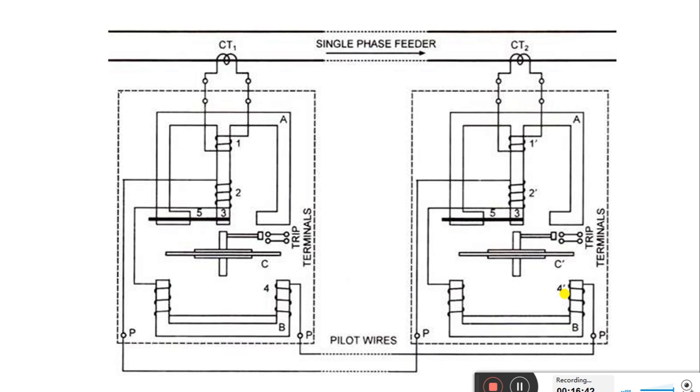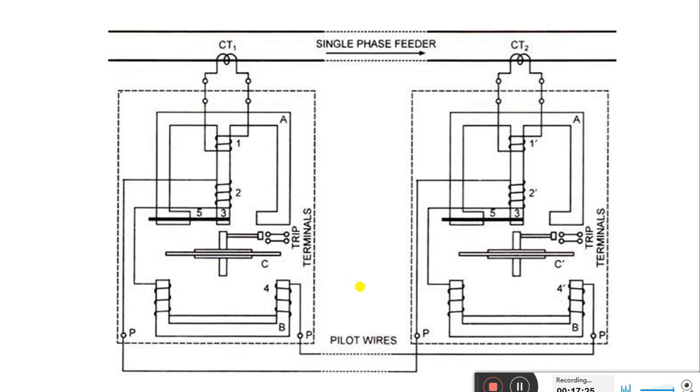Whenever there is a fault in the circuit, the increase in the current in the 4 and 4 dash coil will try to rotate the disc, and this plunger gets closed in both the relays. So a trip command will be issued to disconnect the faulty feeder. That is how this system will operate. Here we see that the 4 and 4 dash coils are connected in series with the help of pilot wires. Here there is a use of pilot wires.